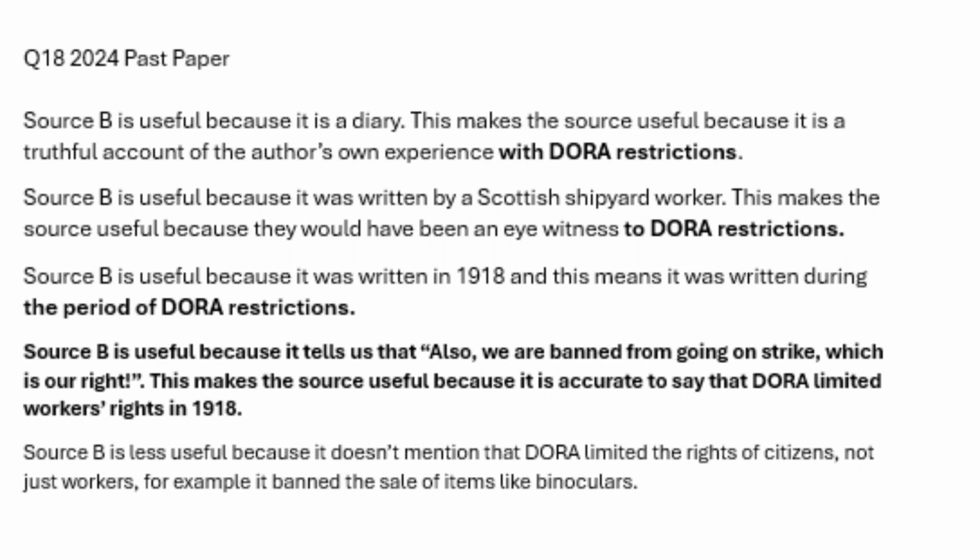And finally, there is a comment on the source's origins that I've not made, and that is about the purpose of the source. You can do this for any source. If you comment on purpose, you can get a mark. So in this case, the purpose of the source was to record feelings and anger about the DORA restrictions, which makes it useful because it's not likely to be exaggerated, or it's more likely to be an honest reflection of the author's experience. I feel that's maybe a bit too similar to what we've said about the type of source, so I've not included it, and I would advise that you don't.